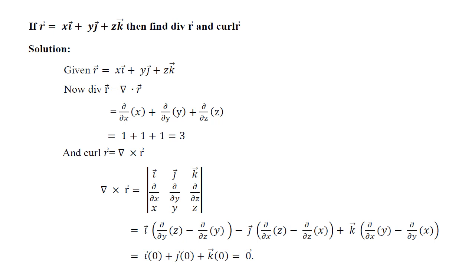So del cross r vector is equal to the determinant of i vector, j vector, k vector, ∂/∂x, ∂/∂y, ∂/∂z, and the third row is x, y and z. By finding the determinant, we will be getting the value as i vector into 0 plus j vector into 0 plus k vector into 0, which is going to be equal to 0 vector.